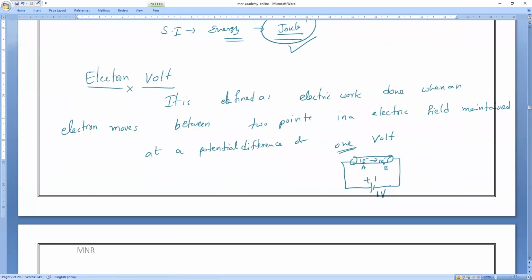So with 1 volt, the energy generated when the electron is transferred from one point to another point in an electric field, what do we call it? Electric potential. So how many joules? Keep it in mind. 1 electron volt, eV, is equal to 1.6 into 10 power minus 19 joules. So this is electron volt.